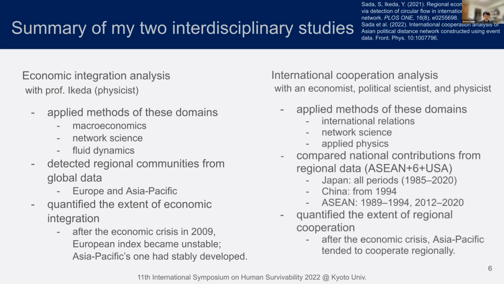International cooperation analysis was conducted with an economist, a political scientist, and a physicist. We applied methods from 3 domains: international relations, network science, and applied physics. We compared national contributions to regional cooperation from regional data, ASEAN+6 and the United States, and identified top contributors: Japan, China, and the ASEAN member states. We also quantified the extent of regional cooperation. There is a cooperative trend in the Asia-Pacific region after the economic crisis.